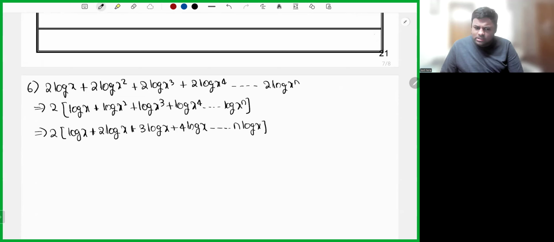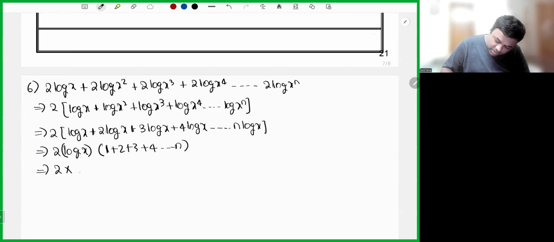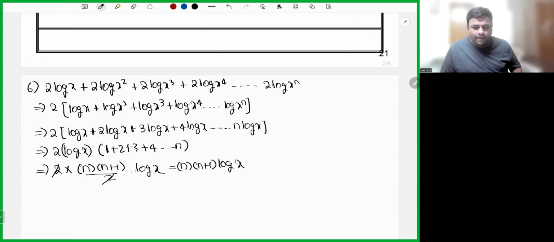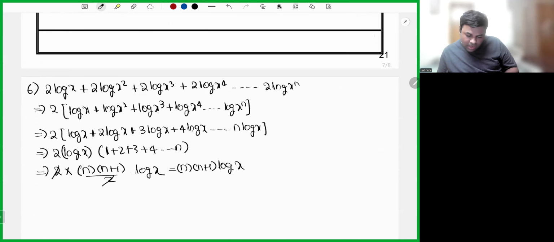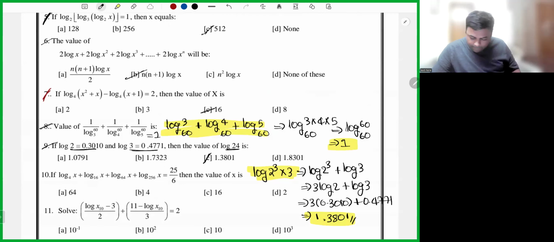Now, my dear friends, let's take log x common. Yes, sir. Let's take log x common. 1 plus 2 plus 3 plus 4, so on till n. What is the sum of first n natural numbers? n into n plus 1 by 2. 2 to cancel. n into n plus 1 log x. Okay, simple sum. n into n plus 1 log x. So answer is option B.